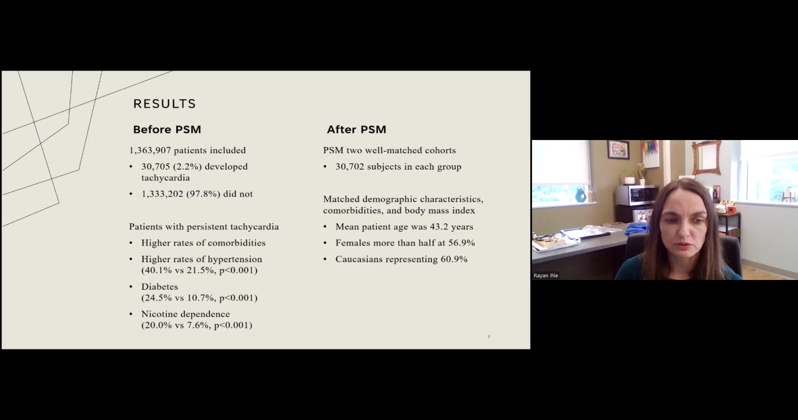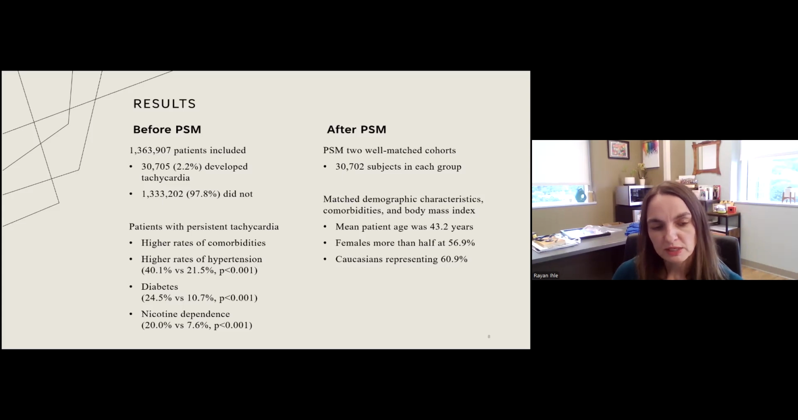The ones that were most significant include hypertension, with double the rate of hypertension in the tachycardia group. Diabetes, again, more than double the rate of diabetes in the tachycardia group. And nicotine dependence, almost 3 times the rate of smoking in the tachycardia group.